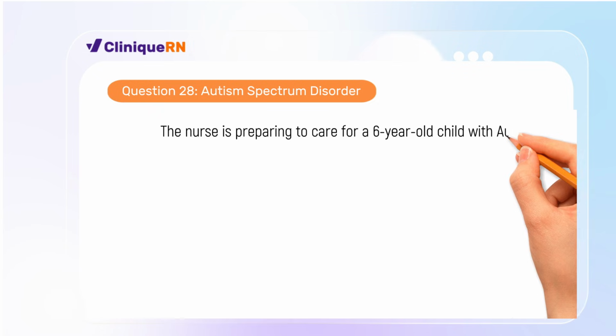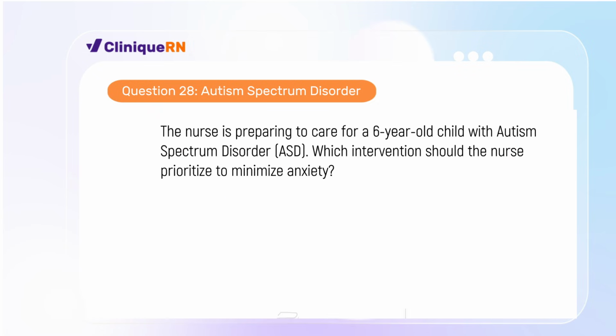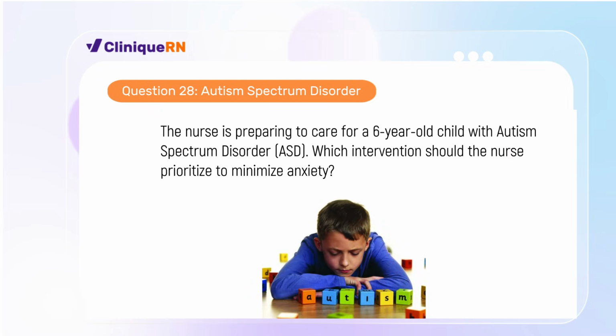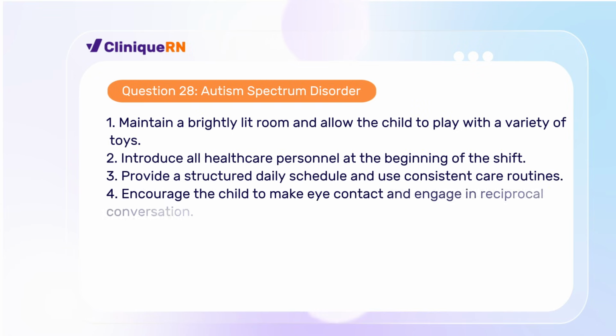Question 28. Autism spectrum disorder. The nurse is preparing to care for a 6-year-old child with autism spectrum disorder, ASD. Which intervention should the nurse prioritize to minimize anxiety? 1. Maintain a brightly lit room and allow the child to play with a variety of toys. 2. Introduce all healthcare personnel at the beginning of the shift. 3. Provide a structured daily schedule and use consistent care routines. 4. Encourage the child to make eye contact and engage in reciprocal conversation.